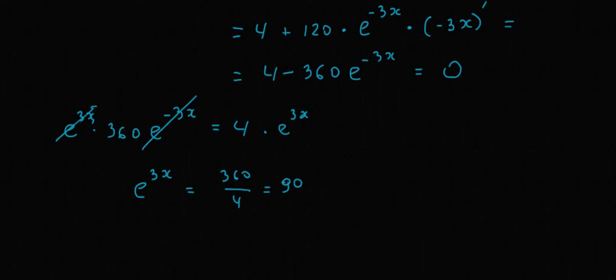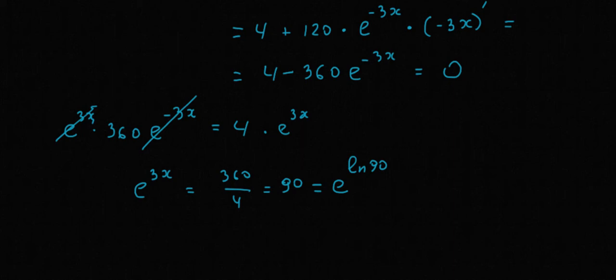Next, to solve this for x, this is an exponential equation. Let's rewrite the right-hand side, 90, as a power of e. The left-hand side is a power of e. If we can write the right-hand side as a power of e as well, then it will be easy to proceed with the solution. Now, 90 is e raised to the power natural logarithm of 90. This is the definition of the natural logarithm. And now our equation says e to the power 3x equals e to the power natural logarithm of 90.